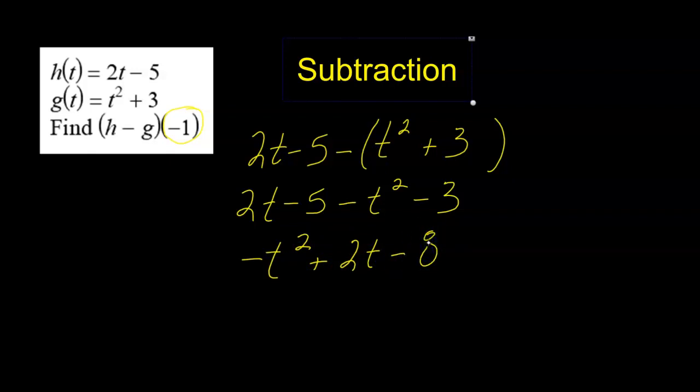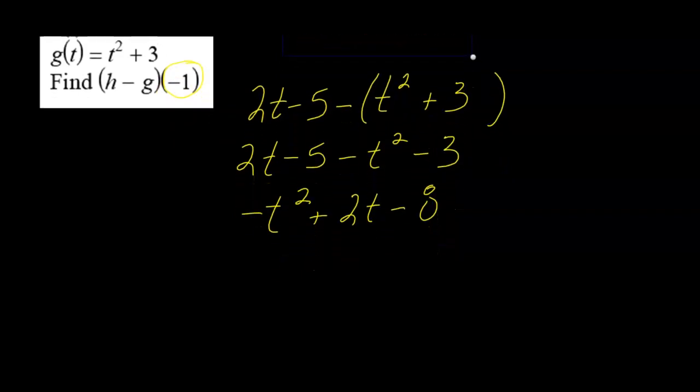And then they're telling us to plug in negative 1 for the variable. So we're going to replace the variable with a negative 1. So we have negative. We're replacing just the t, so negative 1.